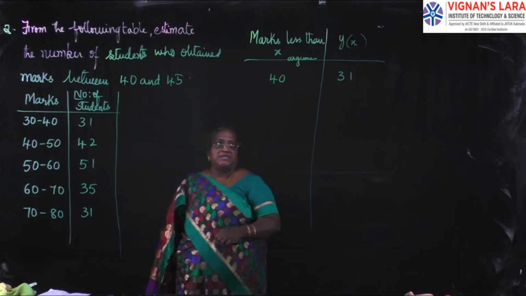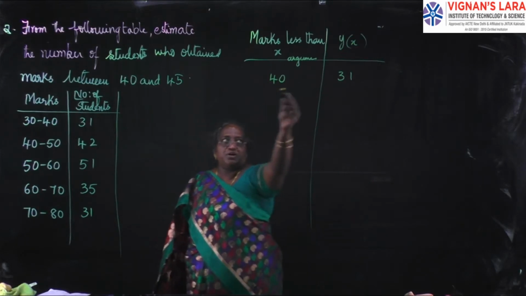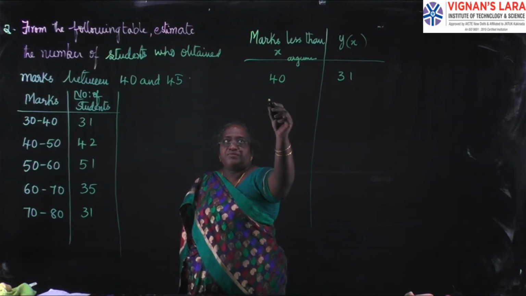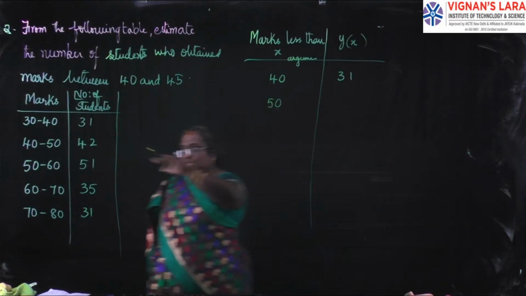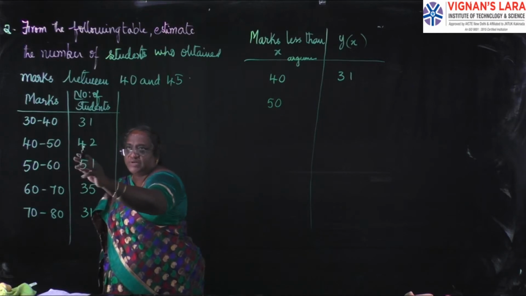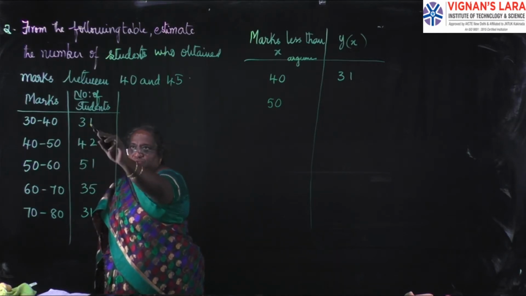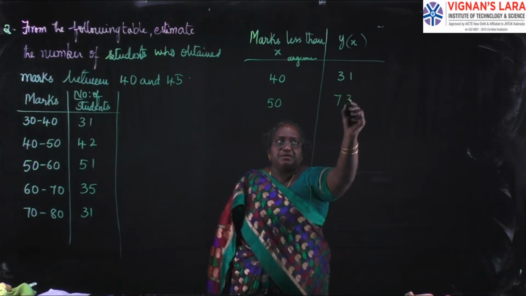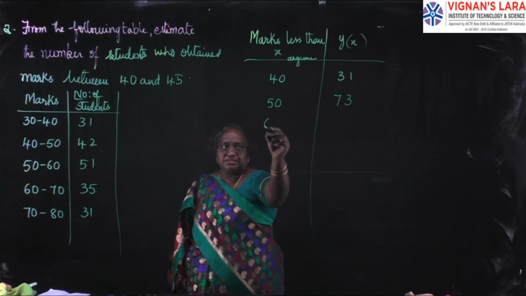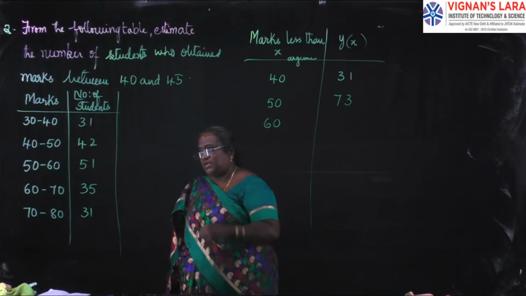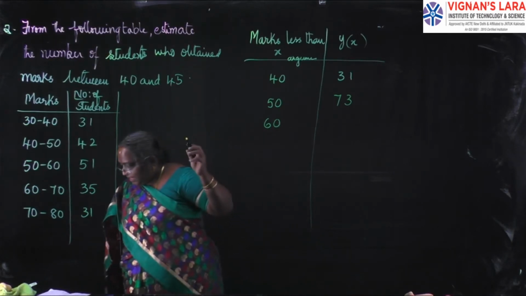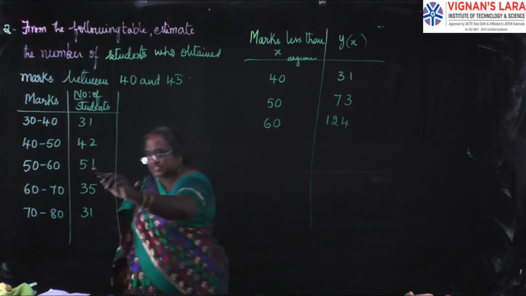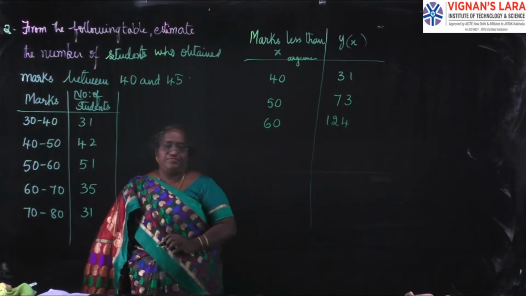x is marks less than. So marks less than 40: how many students are there? 31. Marks less than 50 means even those less than 40 also come under less than 50. So 31 plus 42 is 73. Next, marks less than 60. Here we get 124, which means 73 plus 51.